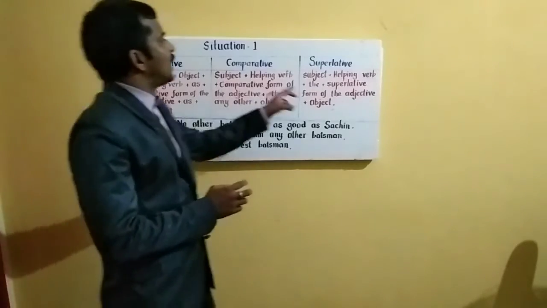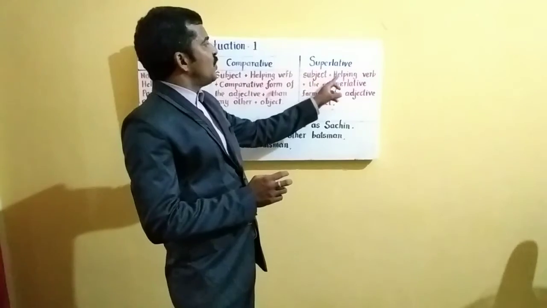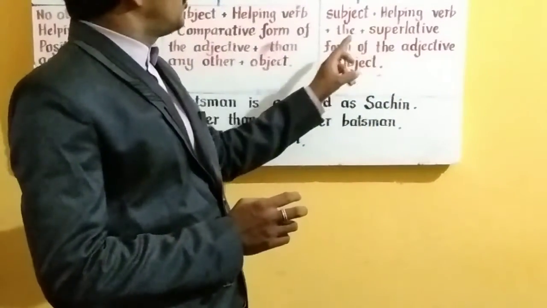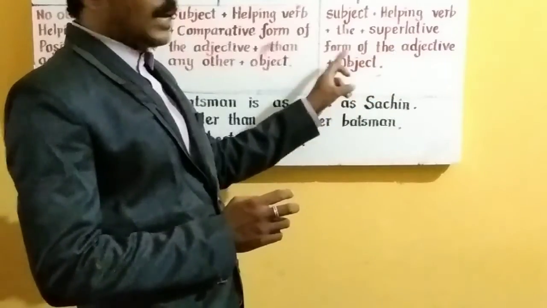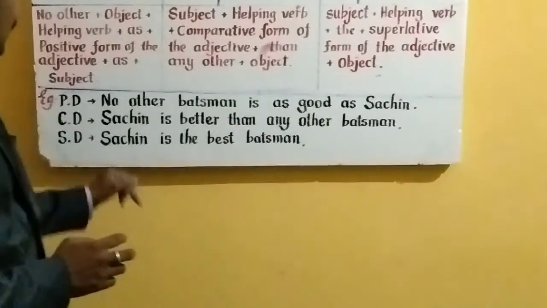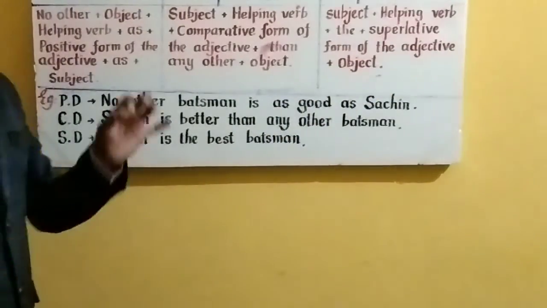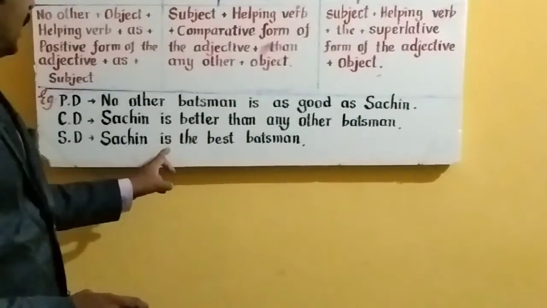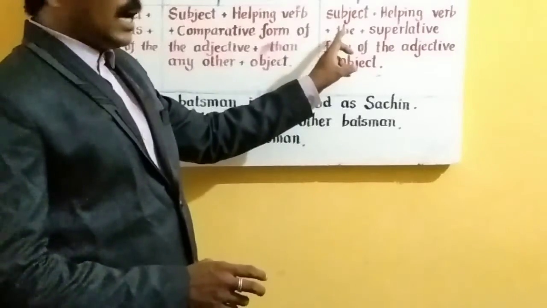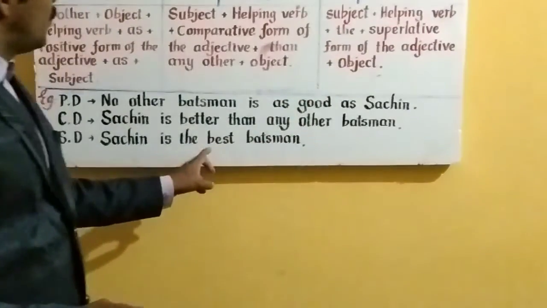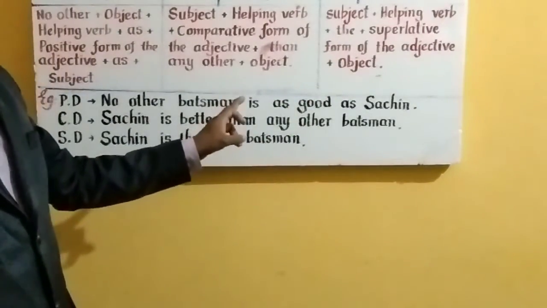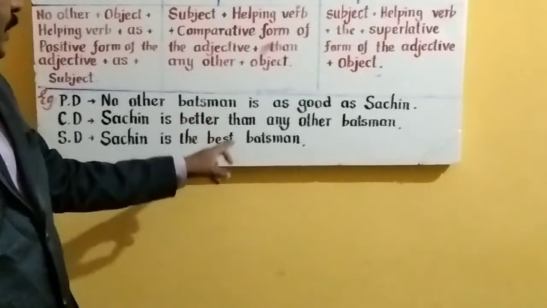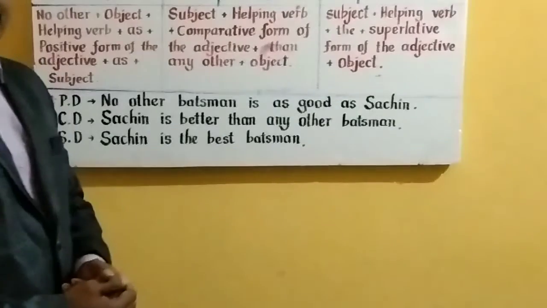Now, moving to superlative degree: subject followed by helping verb plus "the" plus superlative form of the adjective and finally object. For example, Sachin is the best batsman. Sachin, helping verb is, then the article "the" followed by superlative form of the adjective (good, better), the superlative form is best, and finally object.